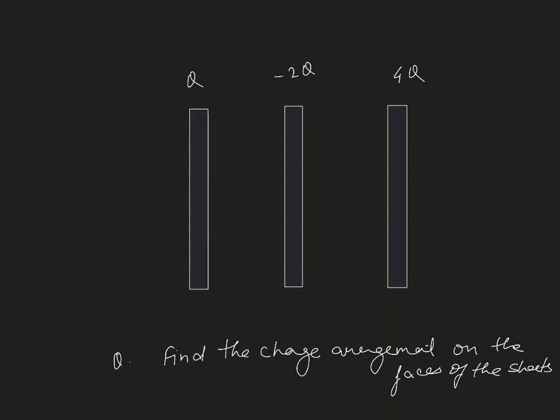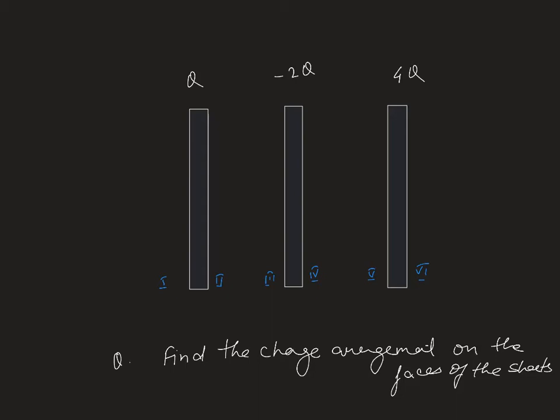So there are 6 faces, as you can see. There could be face 1, face 2, face 3, and then face 4, and then face 5, and face 6. So we have 6 faces in total, and we want to find out the charges that are appearing on all these faces.